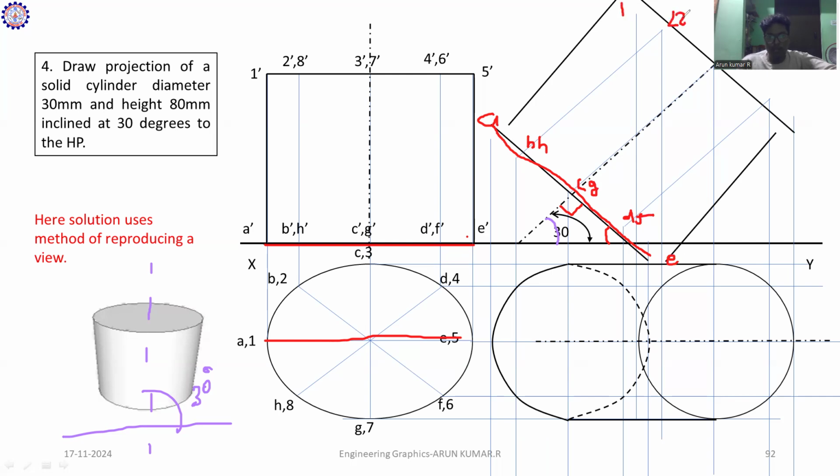This is my 2 8. And this is my 3 and 7. This is my 4 6. And this is my 5. Okay. Looks like all the numbers should be in dash. That looks like the front view of the given solid. That is understood for this case.